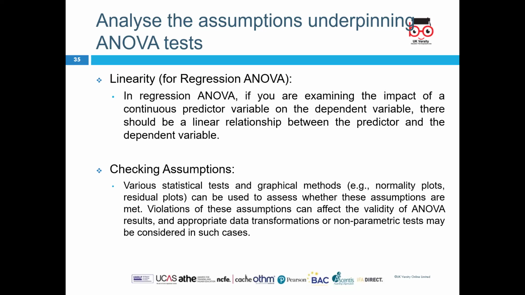And then checking the assumptions. Various statistical tests and graphical methods, for example, normality plots and residual plots, can be used to assess whether these assumptions are met. Violations of these assumptions can impact the validity of ANOVA results, and appropriate data transformations or non-parametric tests may be considered in such cases. So that is how you check the assumptions.